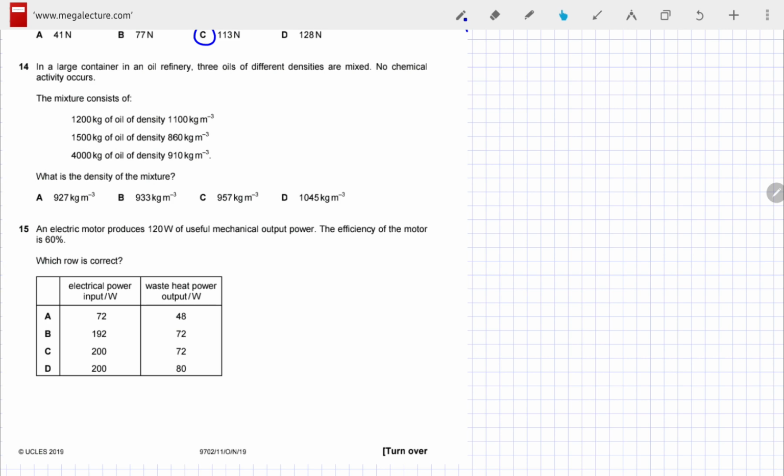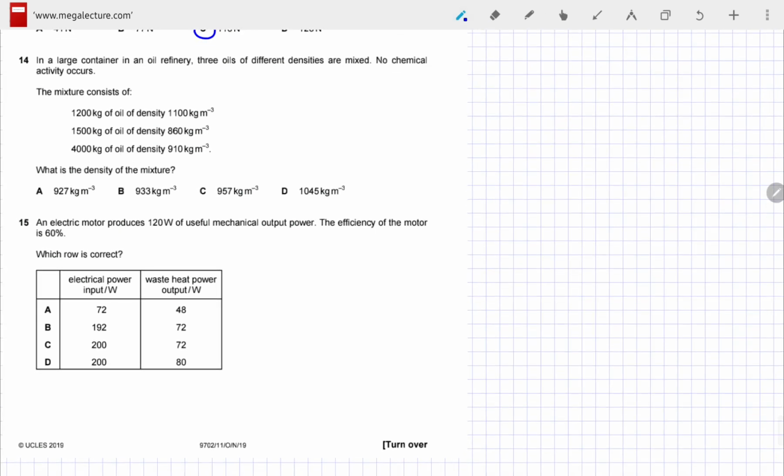Question number 14, we have a large container in an oil refinery, and there are 3 different oils with different masses and different densities, and they're mixed. We are also given that no chemical reaction occurs, right? So that means that the masses and everything would not change. We are given the masses of these oils, and we're asked what is the density of the total mixture.